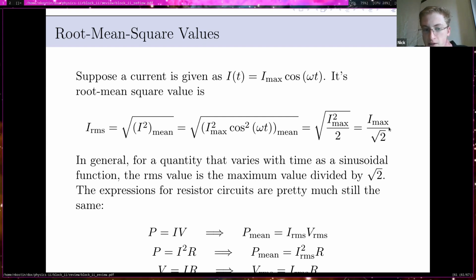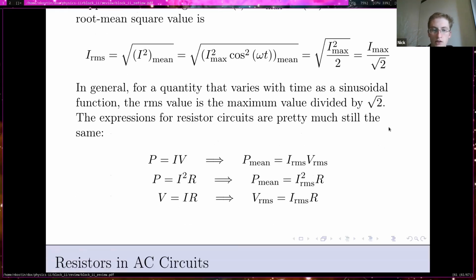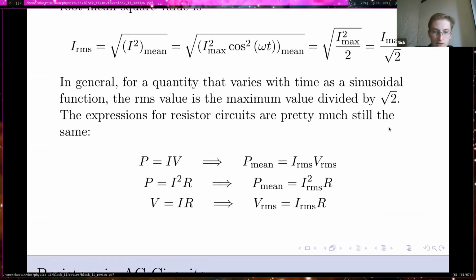And it's true for any sinusoidal function. If I have a quantity that varies as a sinusoidal function, the RMS value is just the maximum value divided by root 2. And that's actually what I have to use in these equations here.